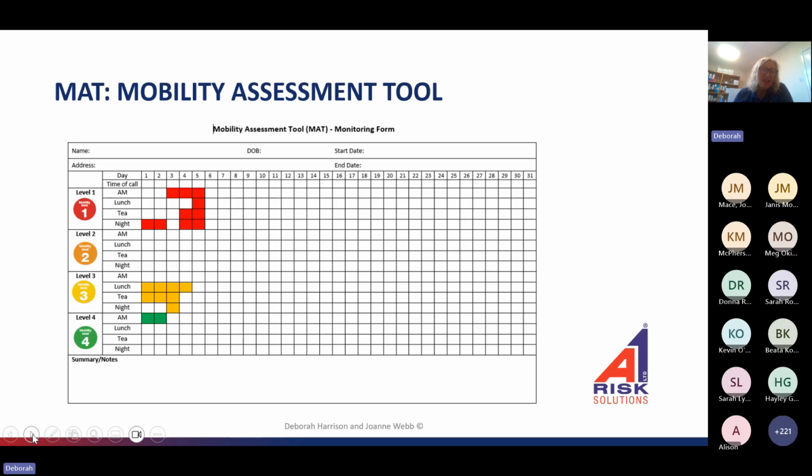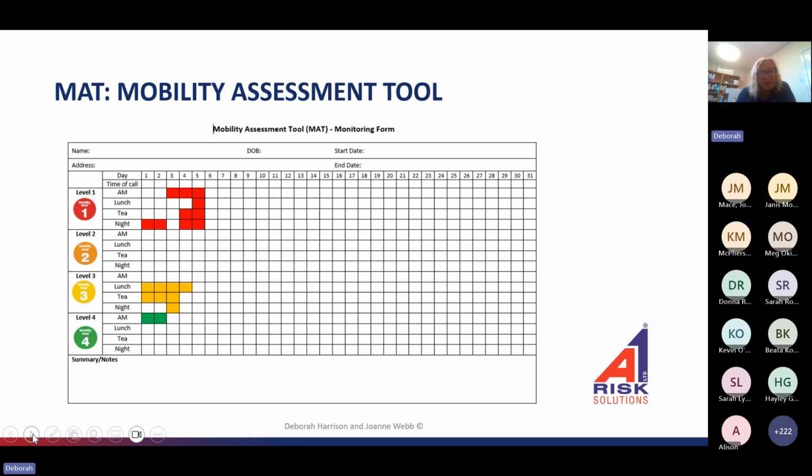So yes, and you can see here the majority of the time it was completed. However, on day 4 at night time, is it day 4? There's one of the days the full assessment wasn't actually completed. Anyway, it is what it is. You can't account for human error.